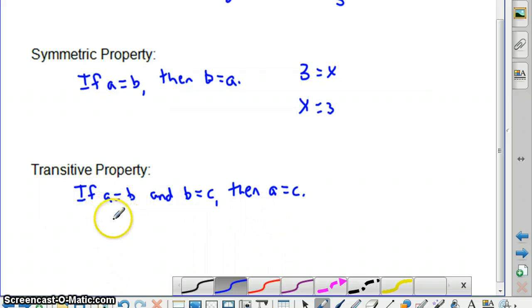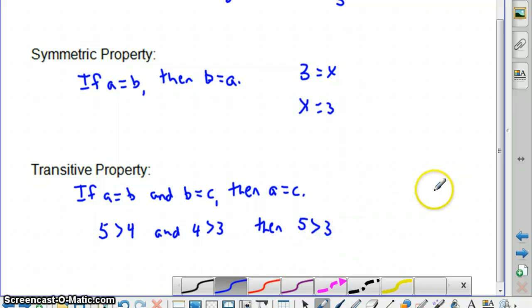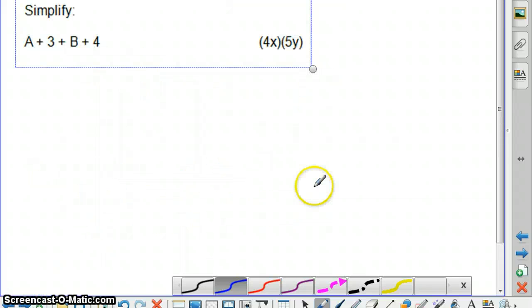Let's look at the transitive property in terms of an inequality. If I tell you that 5 is greater than 4 and 4 is greater than 3, then you automatically know that 5 is greater than 3. So that's an example of the transitive property. Let's move on to 2 quick examples here to finish up.